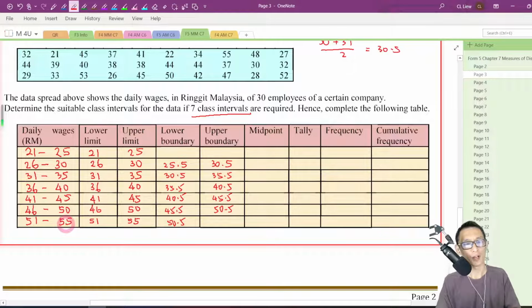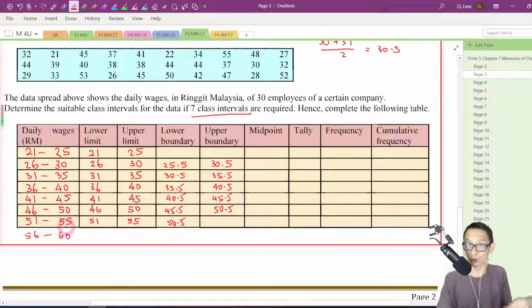This is 55, so we don't have the next class interval. So is that 0? We take 55 plus 0 divided by 2? No, it's not like this. So you have to imagine, if you want to add one more class interval, what will it be? It will be 56, right? To 60. Okay, 55 plus 5, 51 plus 5.